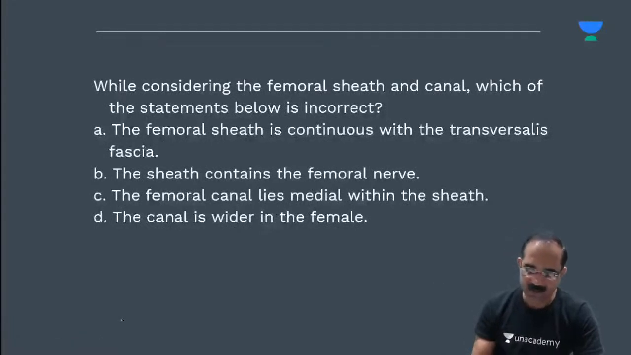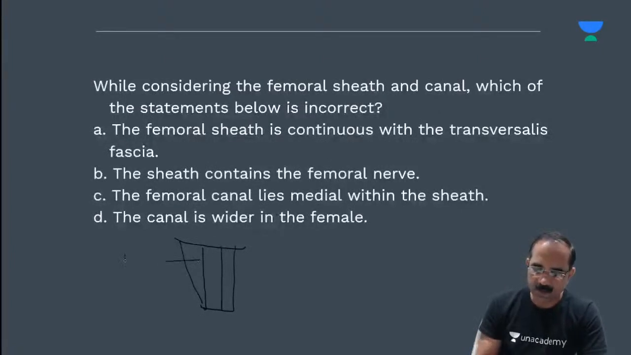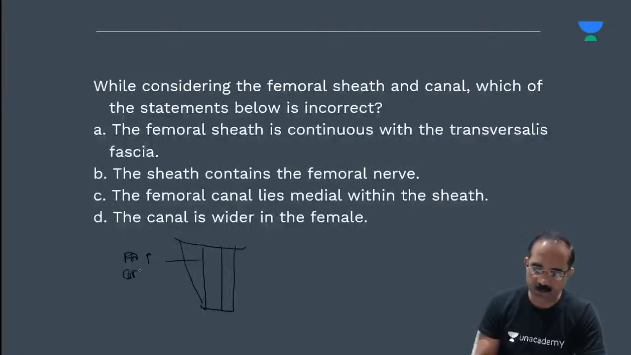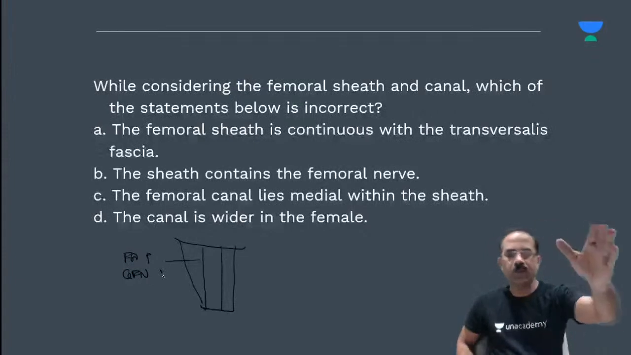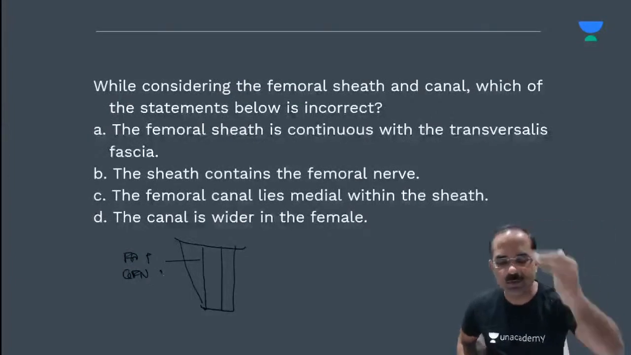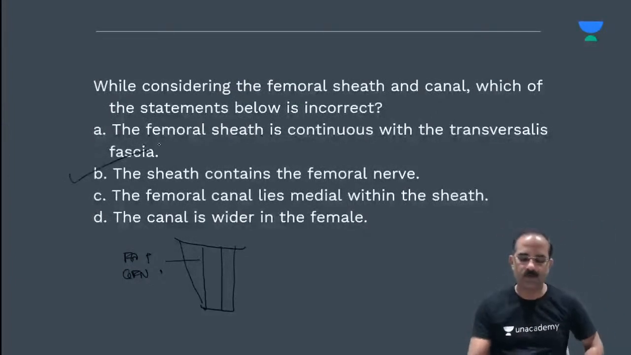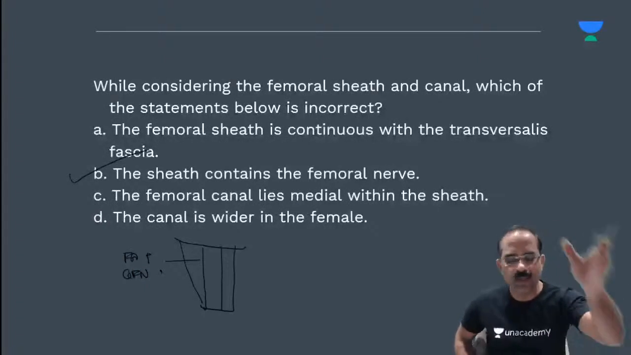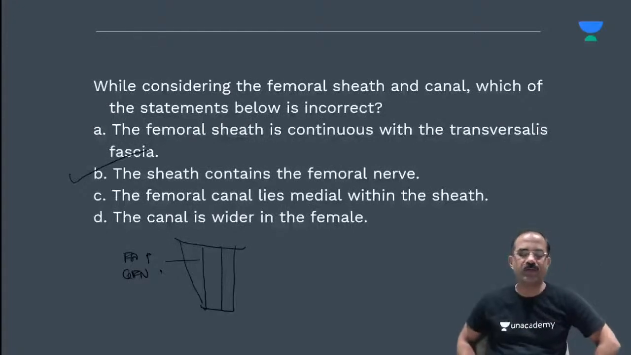So what are the contents of the femoral sheath? There are 3 structures. There are 3 compartments here. In the lateral compartment lies the femoral artery plus the genitofemoral nerve, the femoral branch of the genitofemoral nerve. Very good. So the answer is B for this.